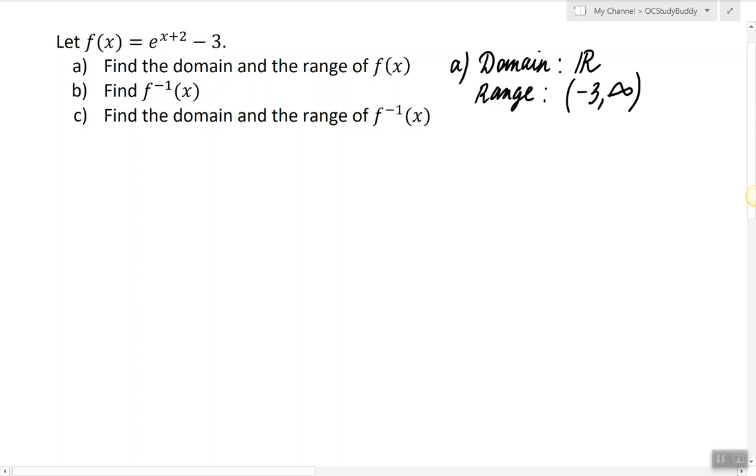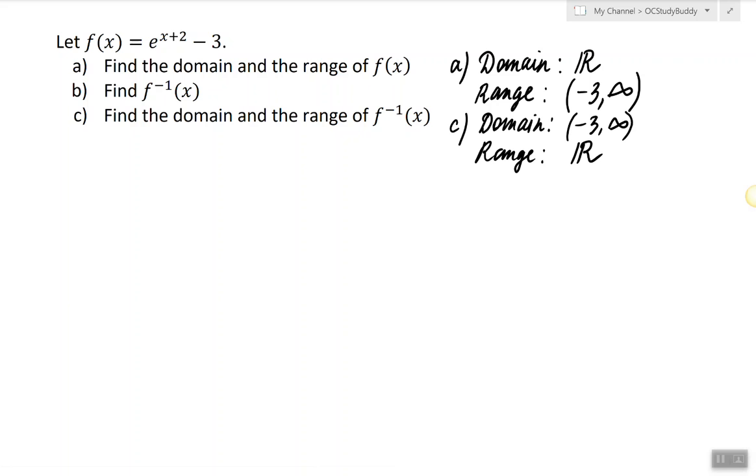That means we can immediately answer the question in part C. So the domain of the inverse function is the same as the range of the original function, and the range of the inverse function is the same as the domain of the original function. But to confirm that, we can do part B and find the actual inverse function.